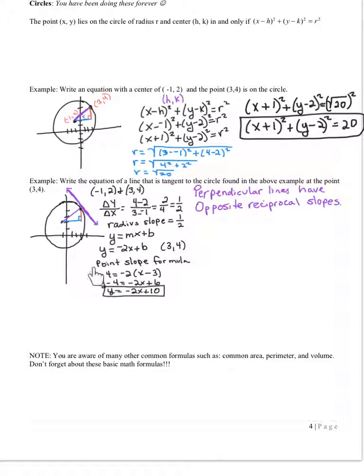Now we can use the point slope formula to find the equation of the line for the tangent. We're going to substitute in one of our endpoints, and I used point 3, 4, into the point slope formula and then simplify. So y minus 4 equals -2, which is our slope, times x minus 3. After we simplify this, we get the equation y equals negative 2x plus 10.